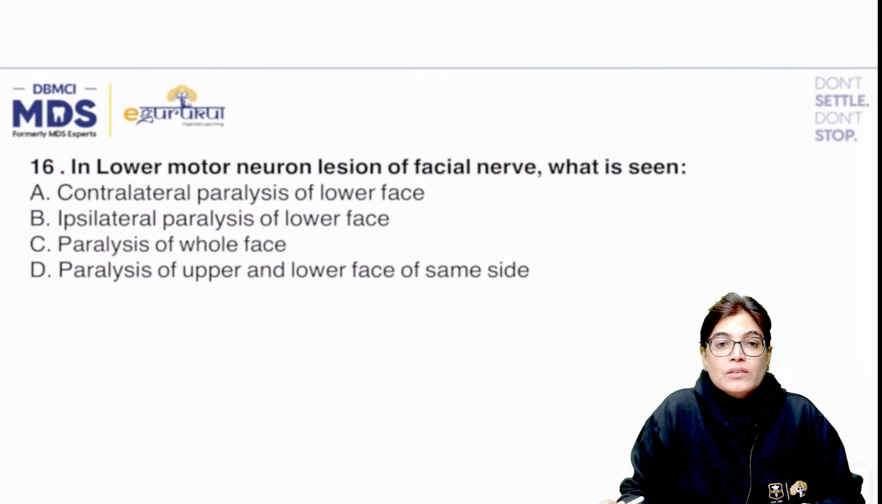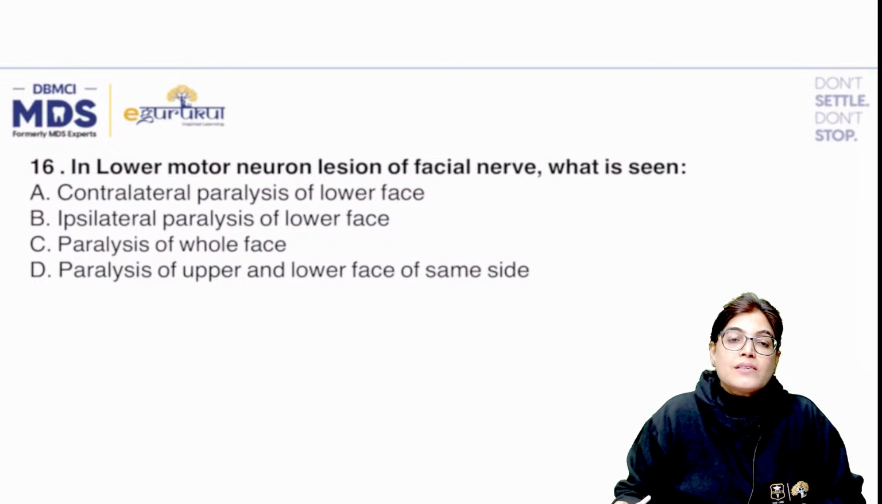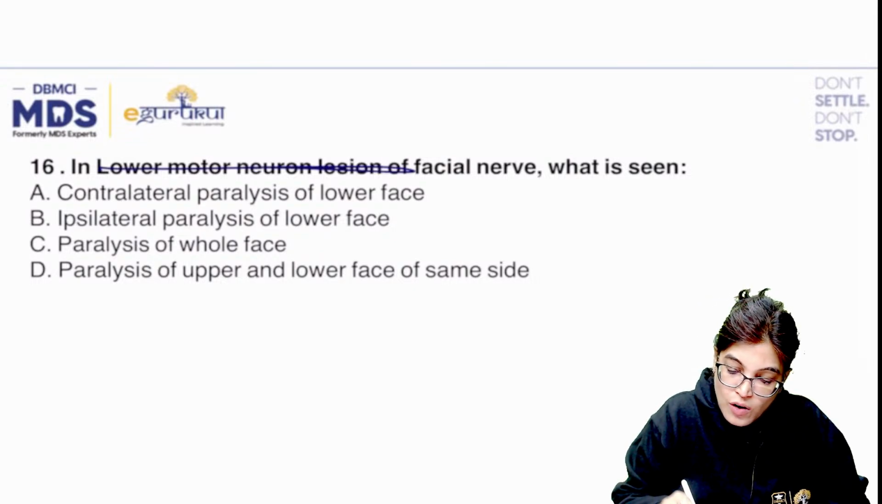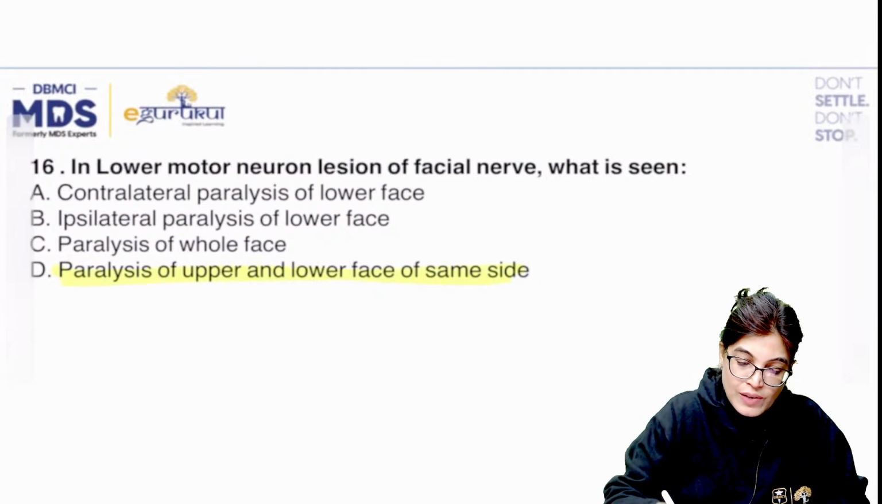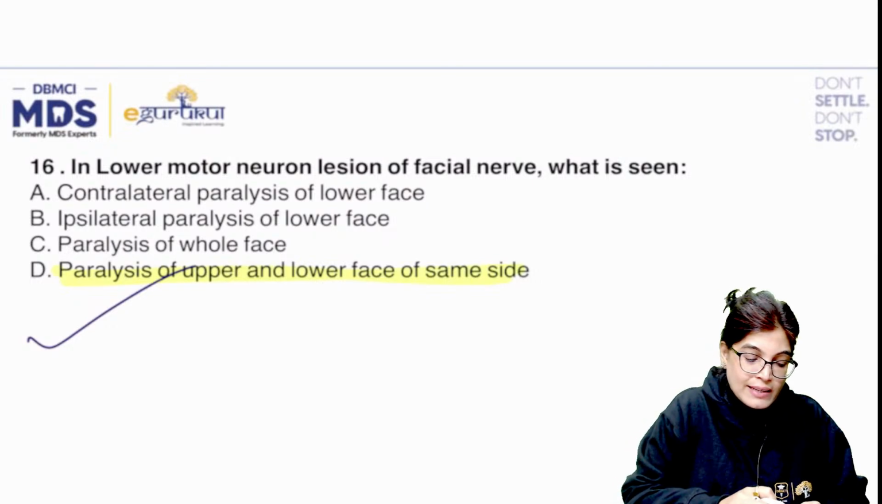In lower motor neuron lesion, facial nerve lesion, what will be the sign and symptom seen? Contralateral paralysis of lower face, ipsilateral paralysis of lower face, paralysis of whole face, or paralysis of upper and lower face of the same side. What is the right answer there? So basically when there is lower motor neuron lesion, ipsilateral paralysis of one half of the face will happen. So D is the right answer. I think many of the students have given the right answer. And again a thumbs up goes for you.